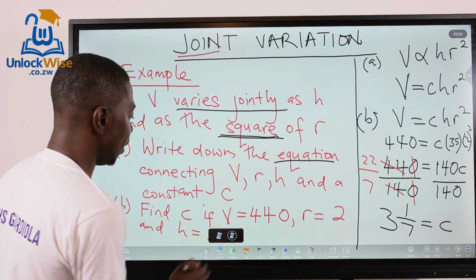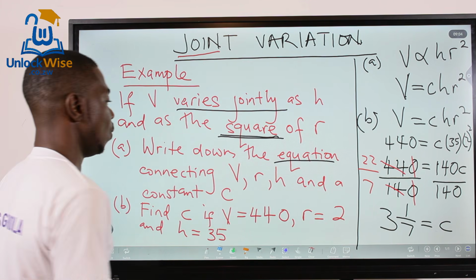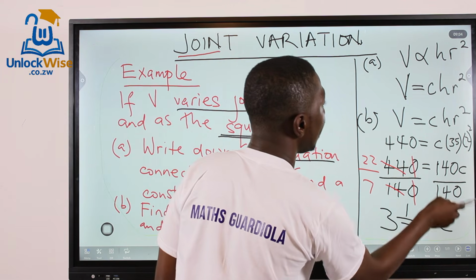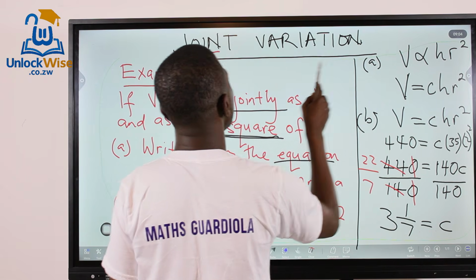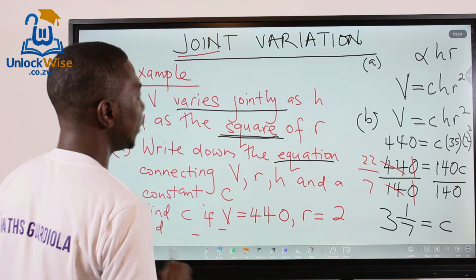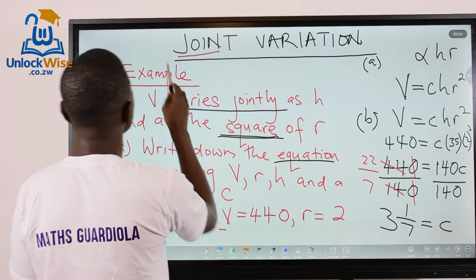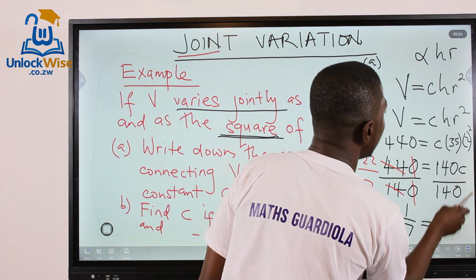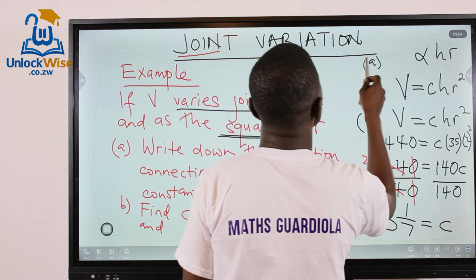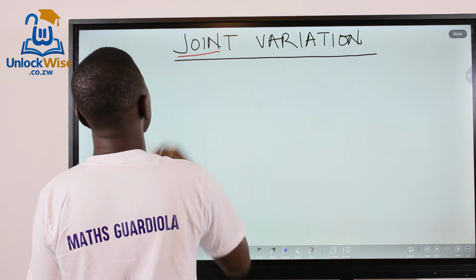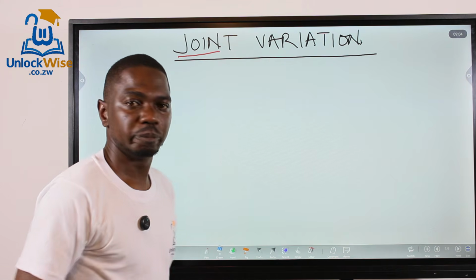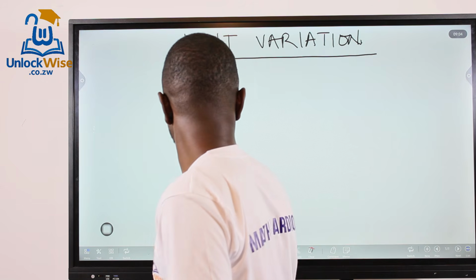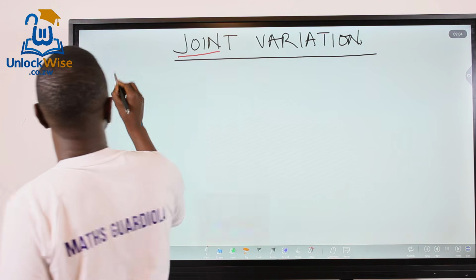So that's one part. Let me do one more example, and then we can move on to our last type of variation, which is partial variation. Right. So you're going to have another example here.